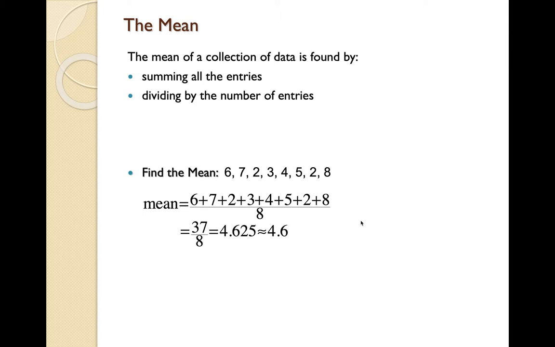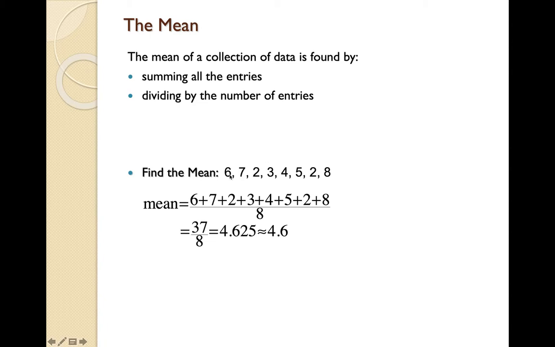The mean of a collection of data is found by adding up all the entries and dividing by the number of entries. This is how, say, we get your quiz average. We add up all the quiz grades and divide by the number of quizzes. Boom, you have a quiz average.